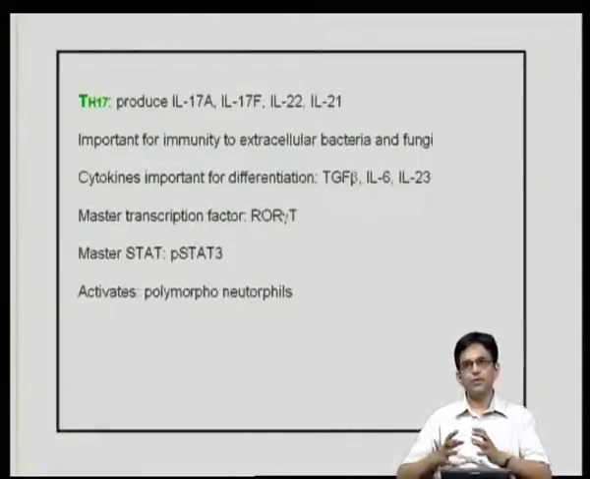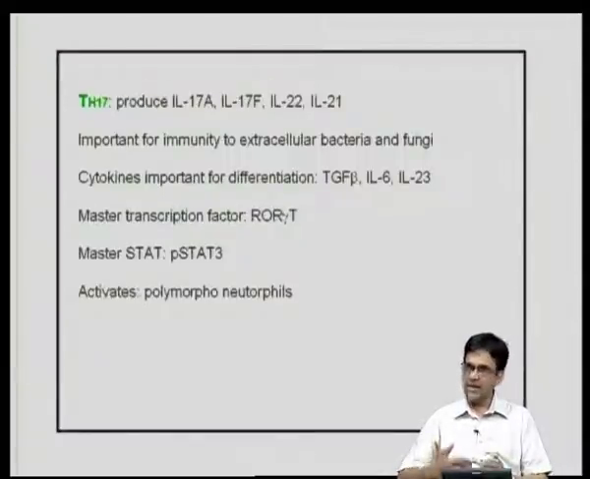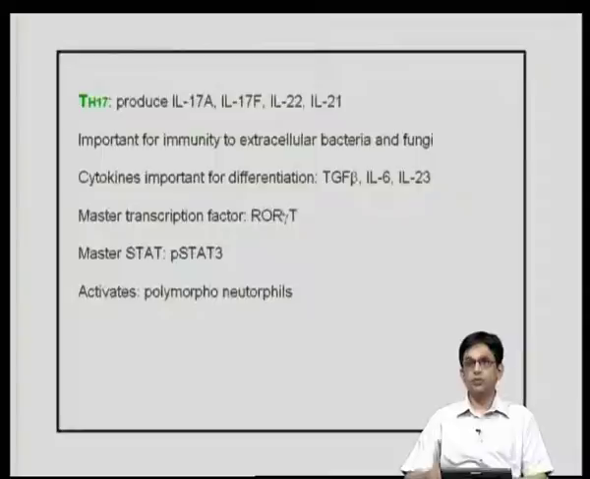Apart from Th1 and Th2, there are the Th17 cells, which have recently come into prominence. The Th17 cells produce IL 17, IL 17A, IL 17F, IL 22, IL 21. They are important for immunity to extracellular bacteria and fungi. The cytokines that are important for them are TGF beta, IL 6, IL 23. The master transcription factor over here is ROR gamma T, and the master STAT is STAT3. What these do is they activate the neutrophils.